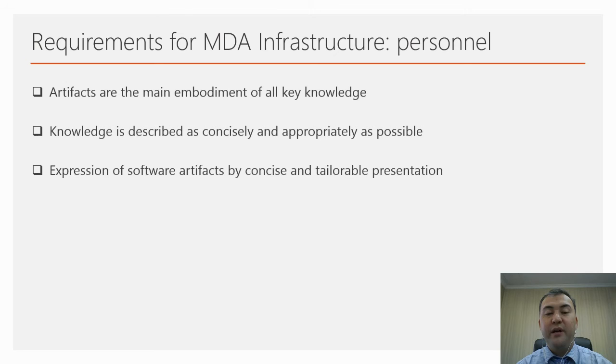As long as certain vital development knowledge is only present in the minds of developers, such information will be lost in the all too frequent event of personnel fluctuations. It is therefore not only essential to embody all such key knowledge within the primary software artifacts, but to also describe them as concisely and appropriately as possible, maximizing the ease with which they can be understood by all interested stakeholders. This requires that primary software artifacts can be expressed using a concise and tailorable presentation.